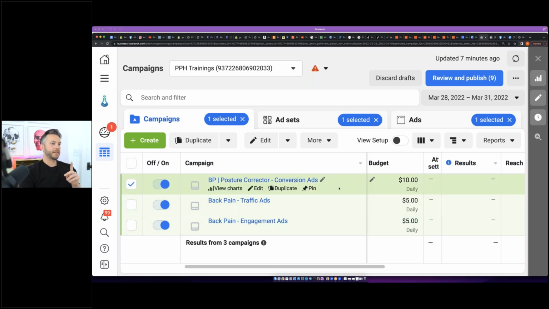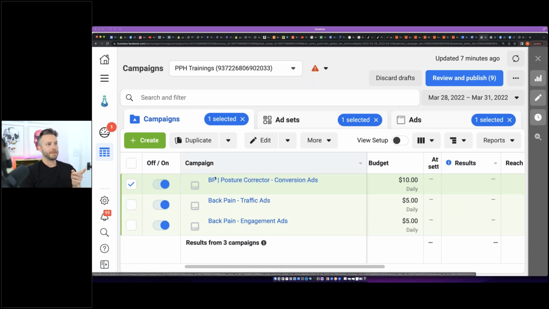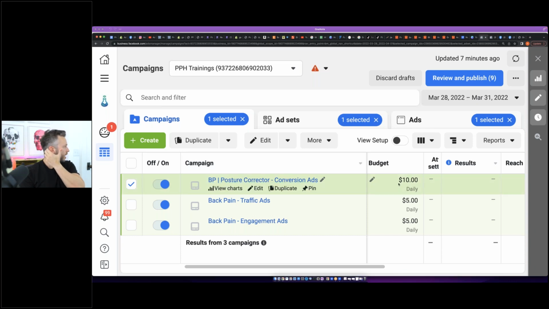This campaign is a fly-by-night rapid test campaign. Back pain, posture corrector, conversion ads. We're going to put on a $10 a day budget, let it run for 3 days or 2 days. If it hits, double the budget. If it loses money, kill it. If it breaks even, let it run for 2 or 3 more days. So let's just say that it doesn't hit. Let's just say that it doesn't make any money.